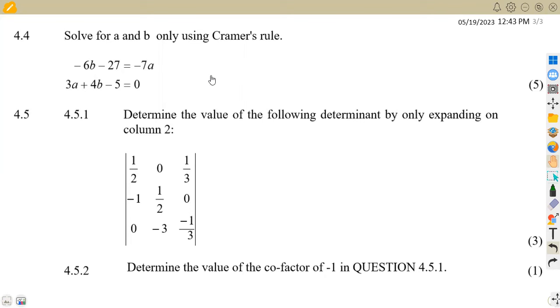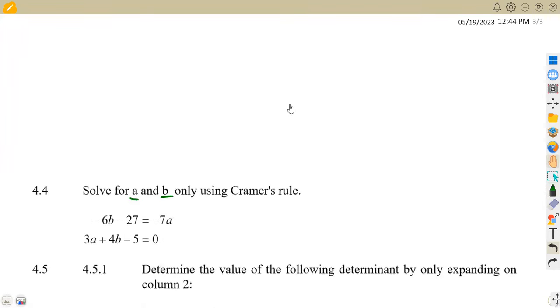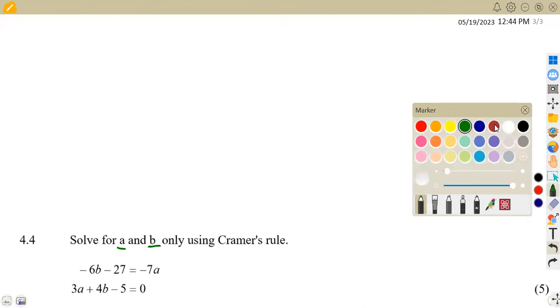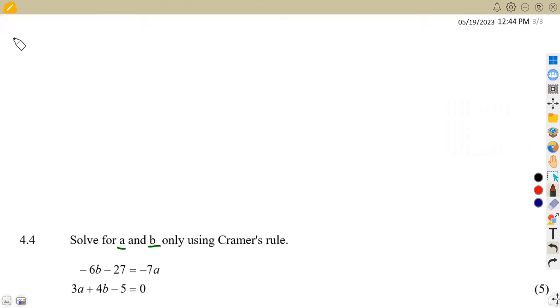So the first part that we are having, we are given to solve for A and B only using Cramer's rule. So in this case, we are supposed to apply Cramer's rule in order for us to solve for A and B. All right, so we are given the two equations. In this case, what is best is for us to rearrange in the order that is needed whenever you are using Cramer's rule. Remember that we are supposed to have our equation in the form a1x plus b1y, which is equal to c1, the same thing, a2x plus b2y, which is equal to c2.